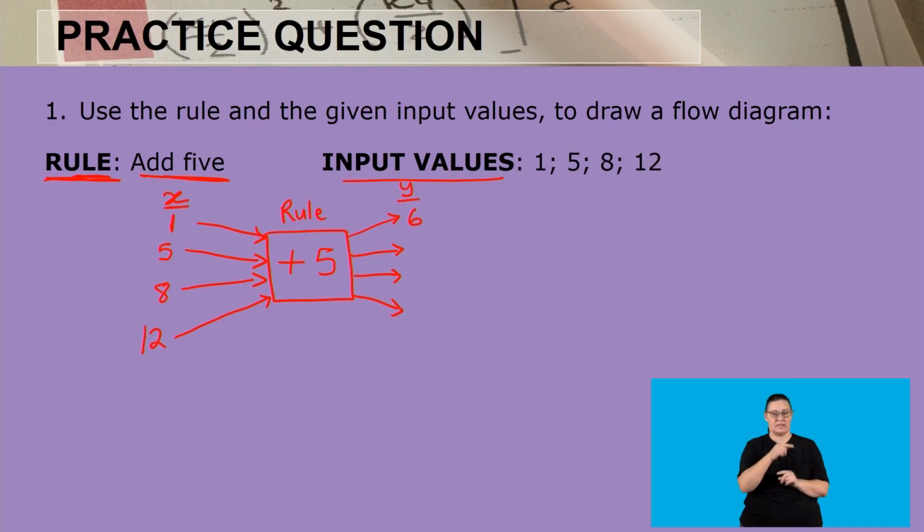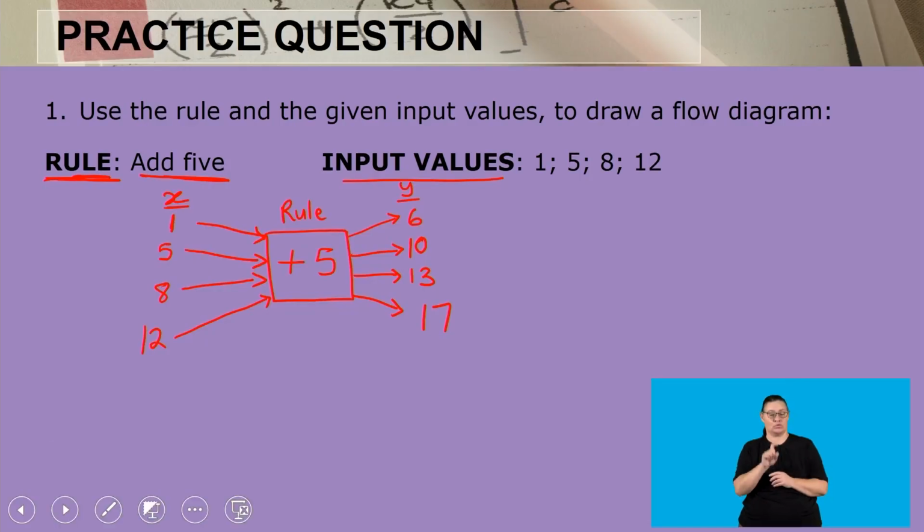Then we have a 5 plus 5. Do you know what the answer is there? Yes, you are correct. It is a 10. Then we have an 8 plus 5. Yes, that gives us a 13. You are absolutely correct. And then that last input value there, which is a 12. Do you know what the output value is going to be? Well, if you are thinking of 17, then you are also correct, because 12 plus 5 is equal to 17. Let's move on to our next question.